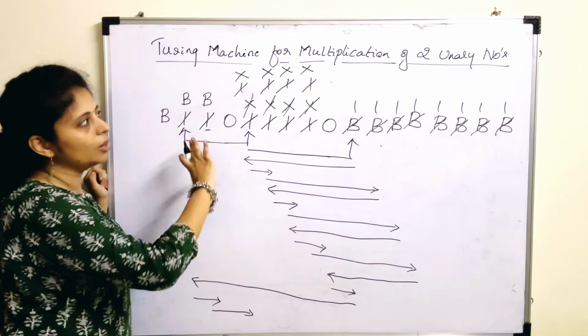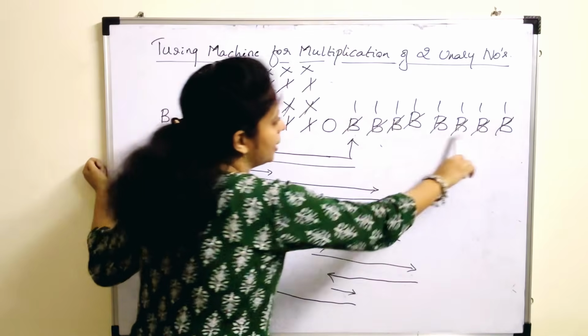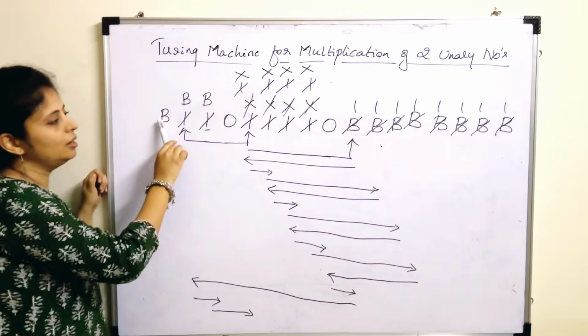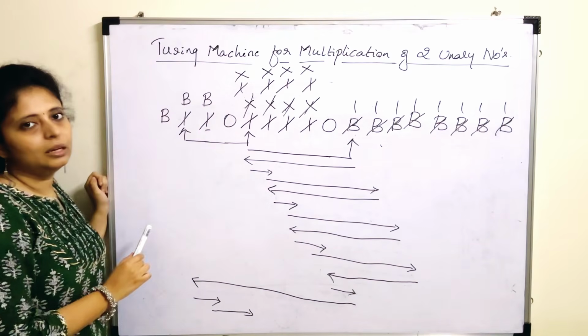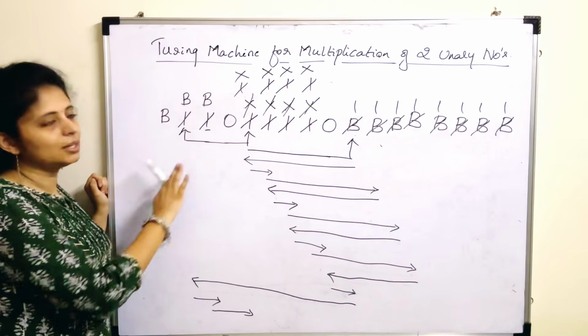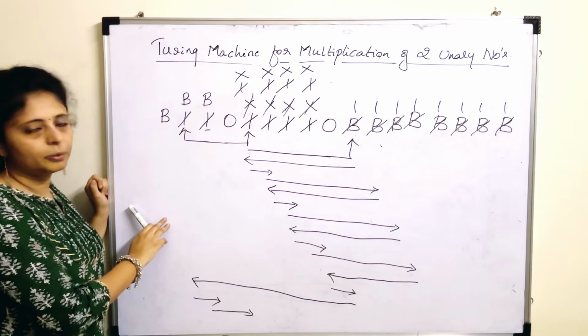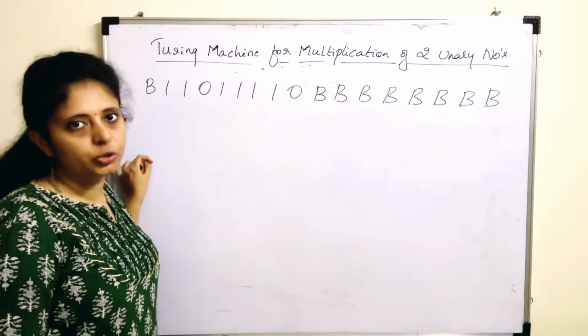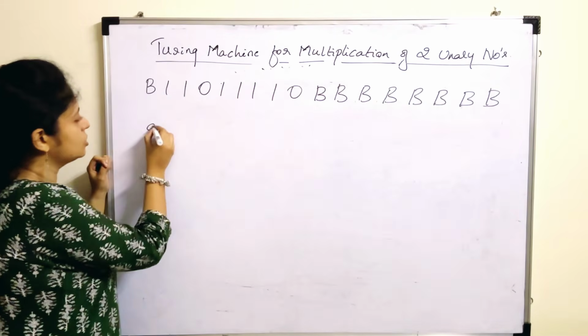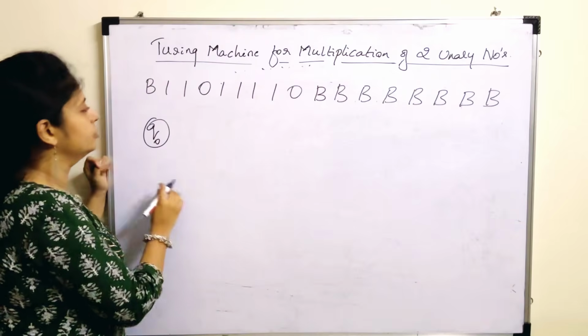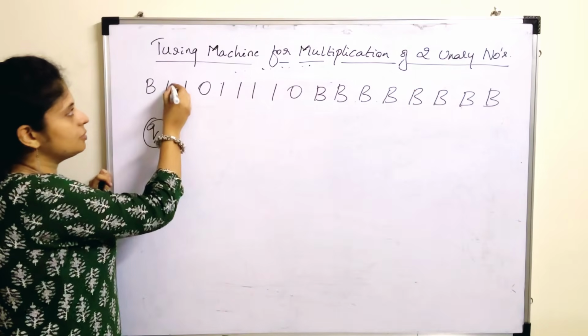Right? So at the end, all these blanks should be marked with 1 and all the remaining symbols should be marked with blank. So that is the final result for this multiplication problem. Let us design the Turing machine. So start with Q0, which is our initial state. What is our first step?